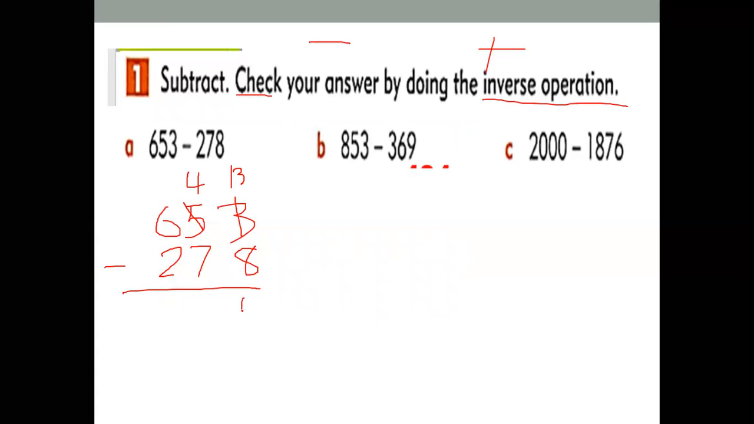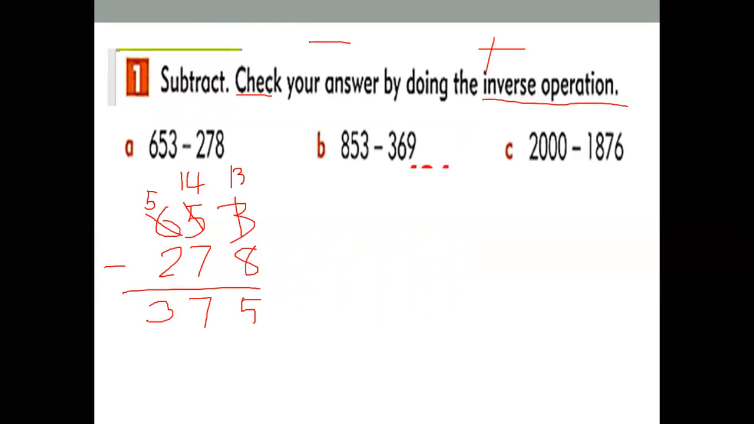So the answer is 5. 4 minus 7, it cannot be. Let's borrow again from 6. So this 6 will become 5. And this is 14 minus 7 is 7. 5 minus 2 is 3.